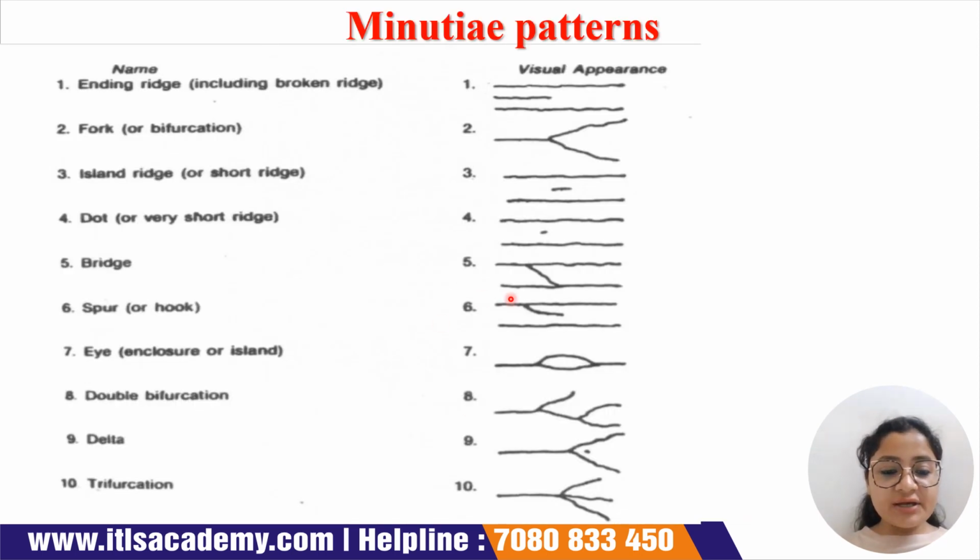Okay, now over here I have just given the 10 different minutiae patterns that we have. Okay, now what are they? So on the left hand side I have given the name, and on the right hand side I have given the visual appearance, like how they look. Obviously depending on the visual appearance we have given the name, isn't it?